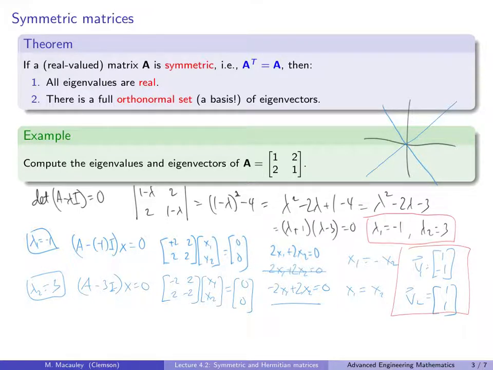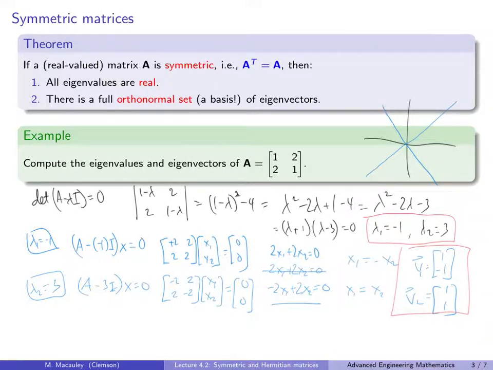Now, 2 comments. First of all, these are not orthonormal because they're not unit length. I'm not saying that any full set of eigenvectors is orthonormal, because you can always scale, but I'm saying we can find a full set, an orthonormal basis of eigenvectors.